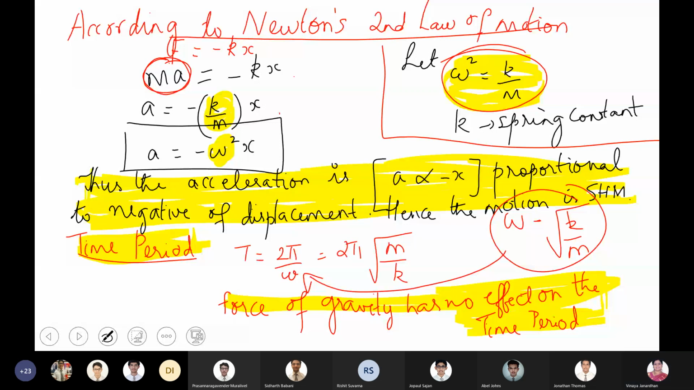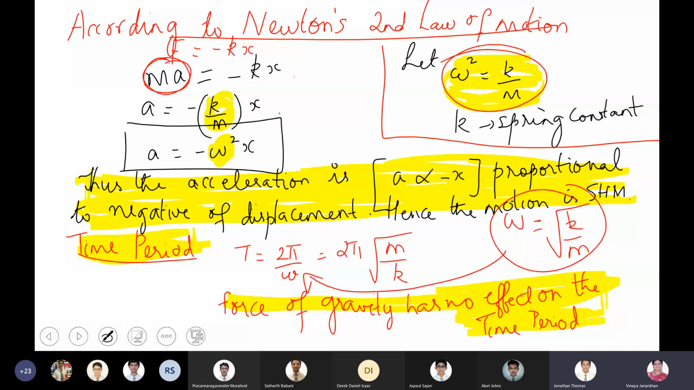Your time period has no effect of the force of gravity. Root of k upon m.